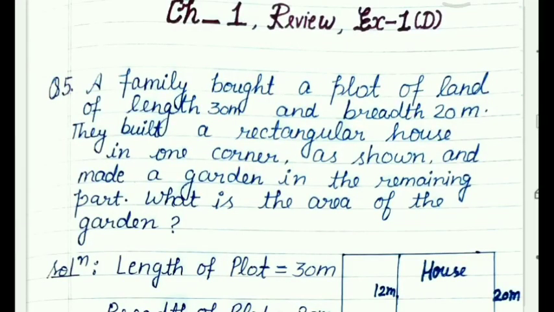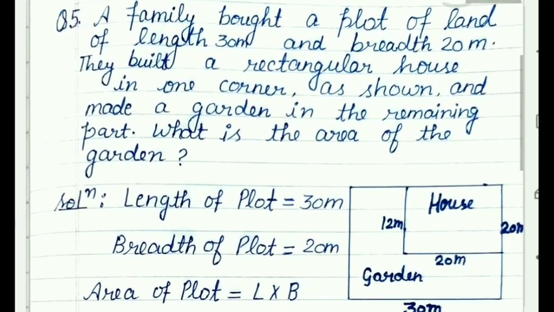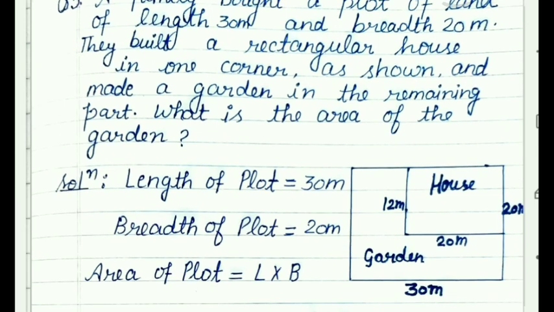Here, see, I have written question number 5 here also, as I told you. So what is given here? The length of the plot, you can see in the figure also, is given as 30 meter. So firstly write the statement also: length of plot is 30 meter, and the breadth is given as 20 meter only.